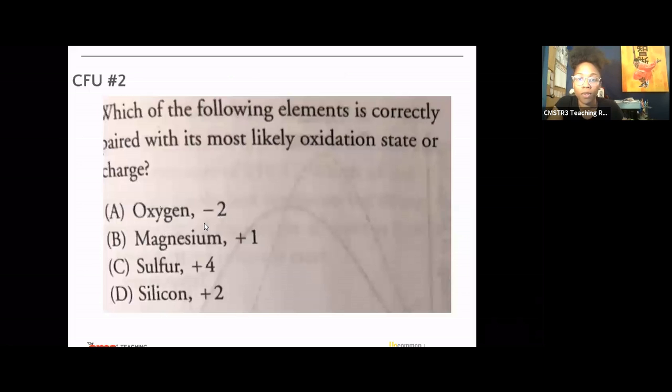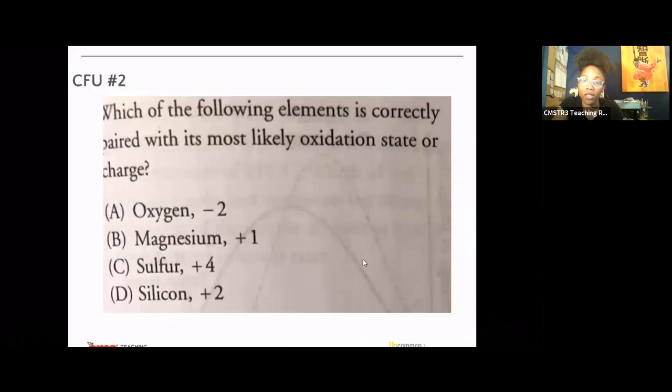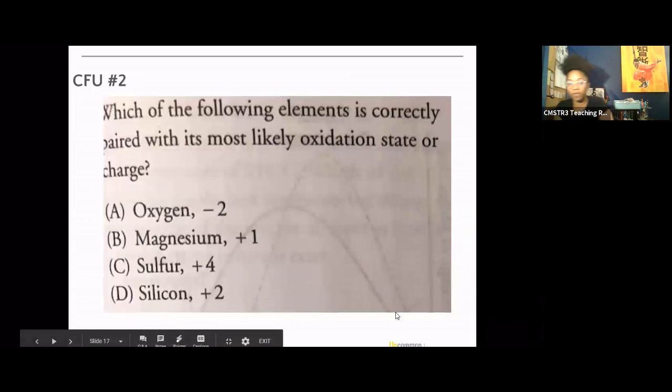There we go. So based on what we just reviewed, what is the correct answer? Which of the elements is with its correct charge?